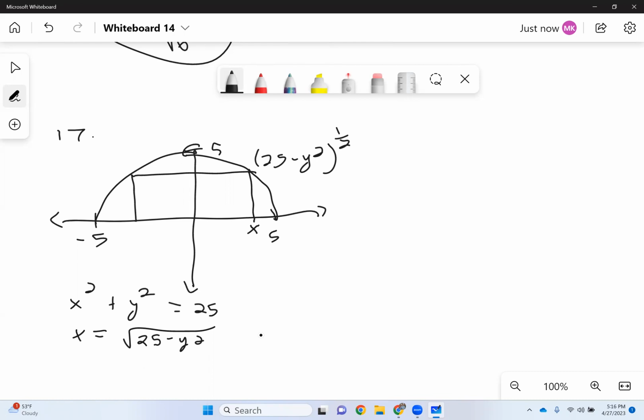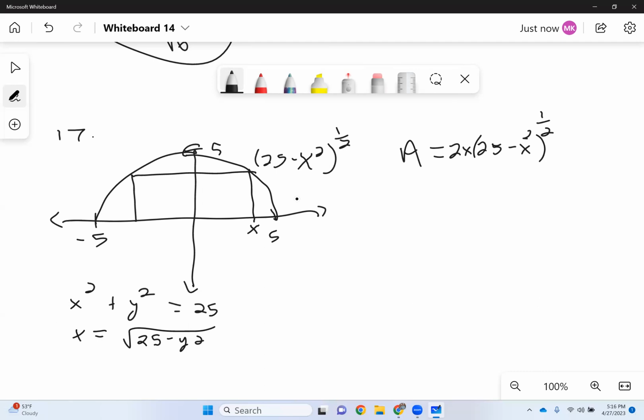So now what's the area of the rectangle? I'm going to put it over here. I got this whole big whiteboard, why not? Area equals 2x. So the base of the rectangle is x plus x, 2x. And the height is 25 minus x squared to the 1/2. Okay, so it's 2x times 25 minus x squared to the 1/2.